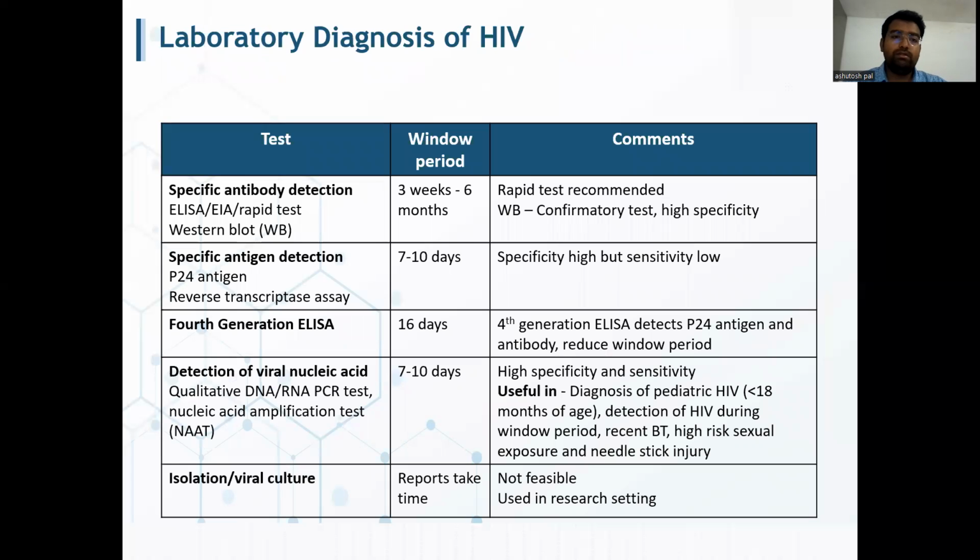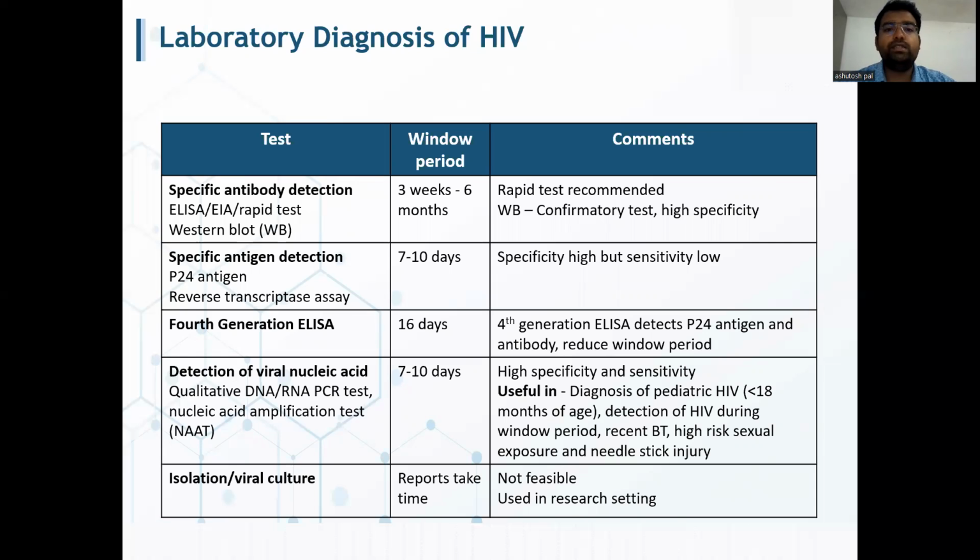Now for lab diagnosis, we do specific antibody detection test by ELISA and confirm it by Western blotting. So the window period is 3 weeks to 6 months. The rapid test is recommended. Western blot is a confirmatory test and highly specific. So for the P24 antigen detection, the window period is very small. You can start detecting P24 antigen and reverse transcriptase assay 7 or 10 days after the entry of the virus. These are also highly specific, but have low sensitivity.